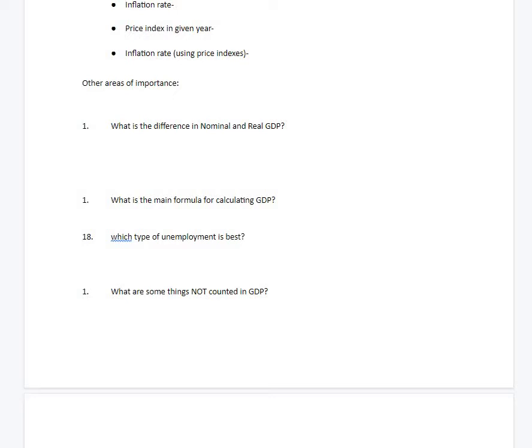What are some things not counted in GDP? This is important to understand because GDP is not a perfect formula, and understanding what things are not counted in it helps you understand where those shortcomings of GDP are. Things not counted in GDP include the purchase of used products. It does not count happiness. It does not count the purchase of intermediate goods and services. And there's a lot of non-market transactions that are missed as a result of GDP, or that can't be calculated in GDP. So there's a lot of things that do not count in GDP.